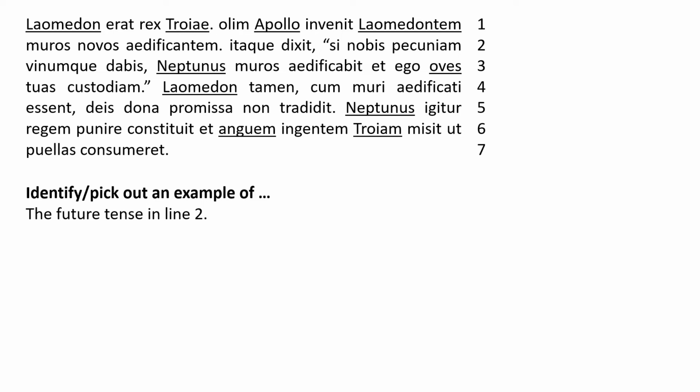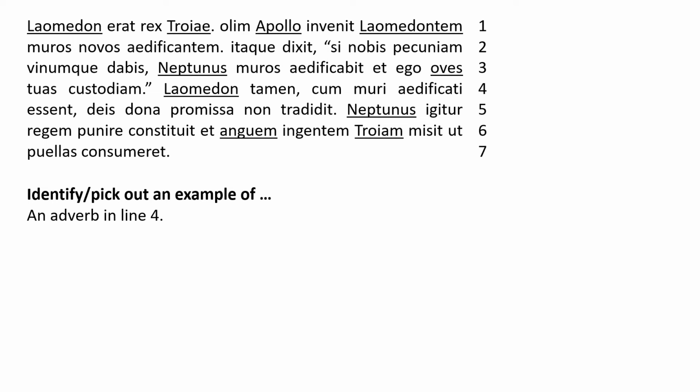Often the examiner will ask about the tense of a particular verb. Here he's asking for a future in line 2. So here you would have dabis or difficabit. Again, there's more than one possibility, and remember that is often the case. So do go looking for all the possible answers and make sure you pick the one that you're most sure about. Don't pick the one that you're uncertain about.